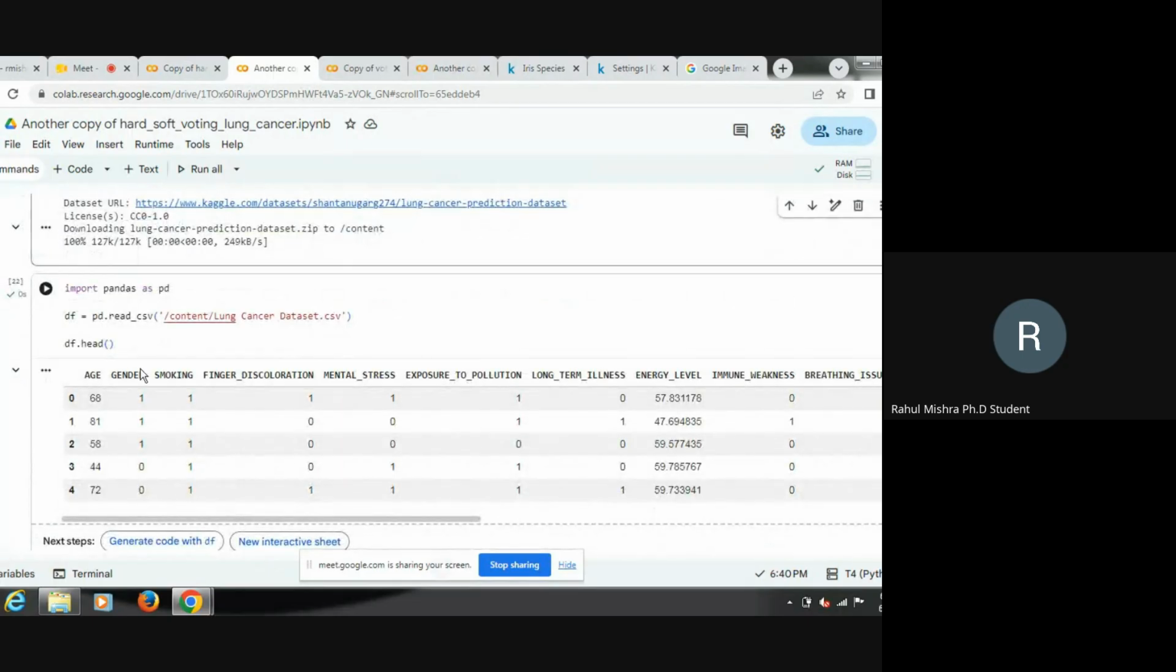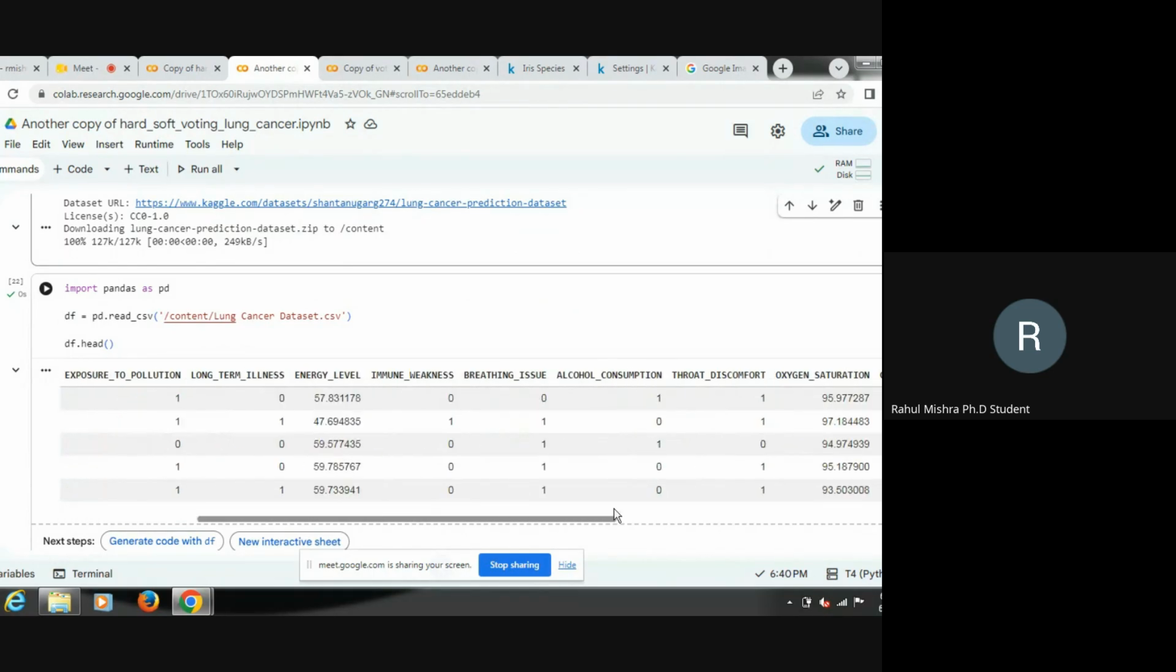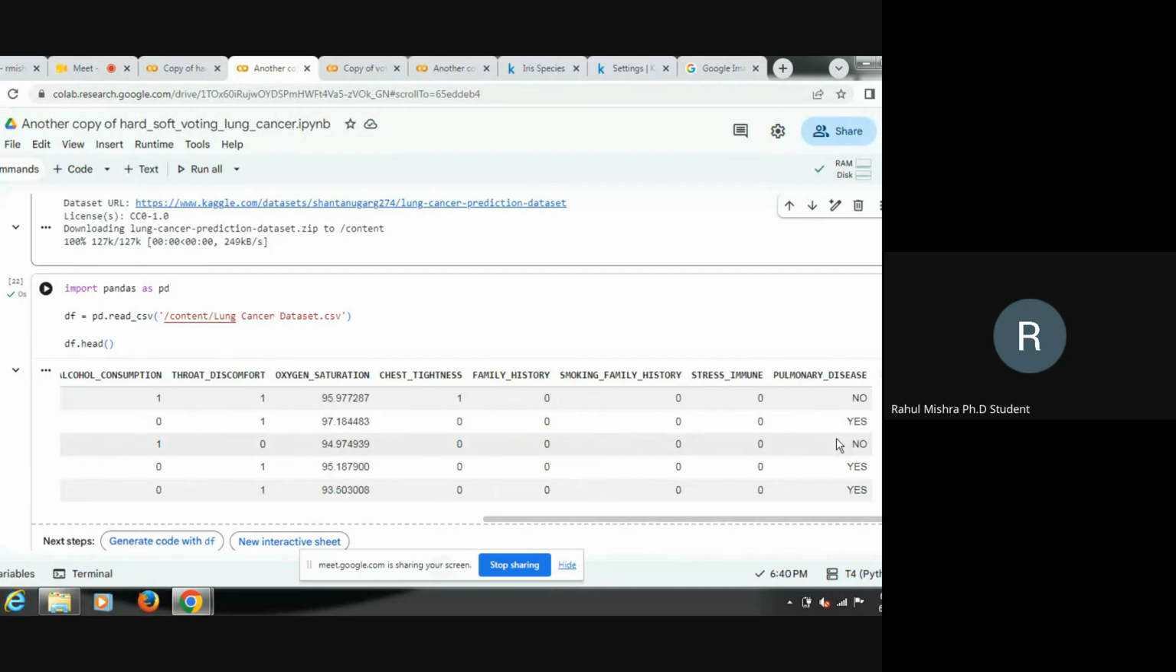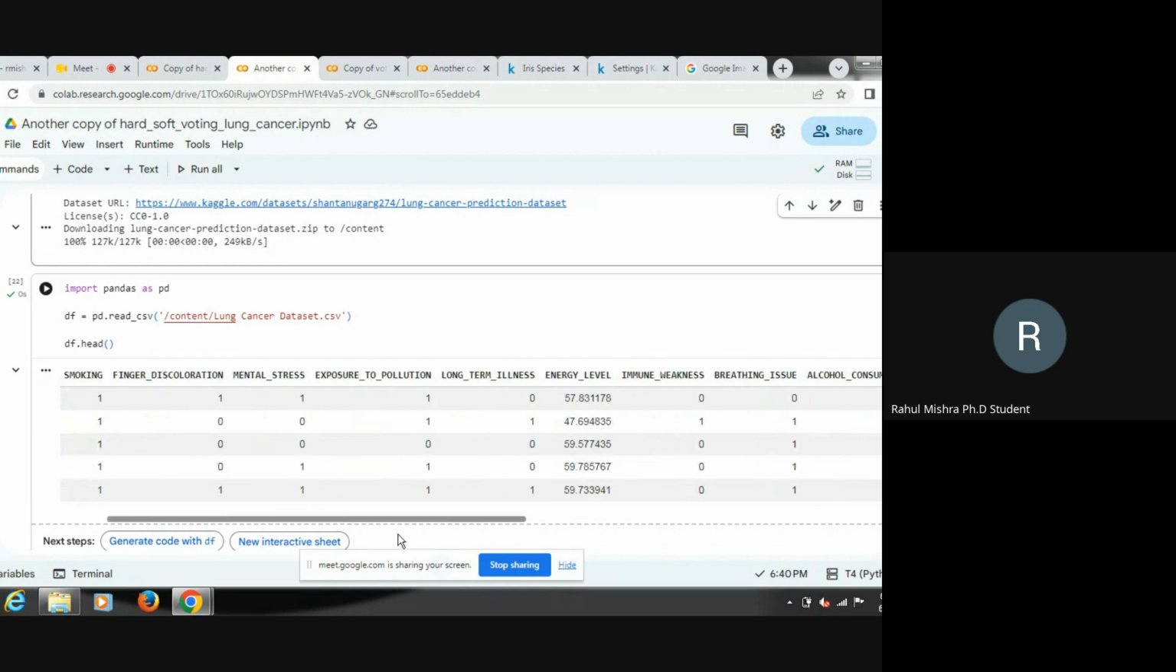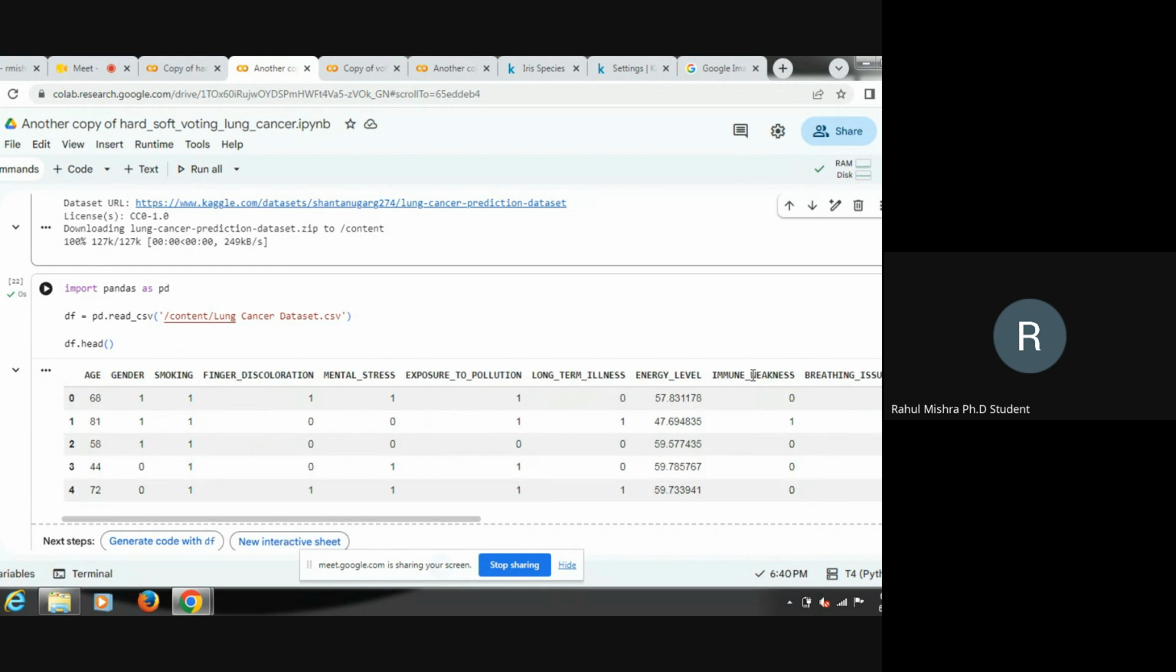This is the first line, import pandas as pd. We are looking at this CSV file, which has age, gender, smoking, mental stress, and exposure to pollution. And at the end, we see whether a person has a disease or not. It might be lung cancer, or any lung abnormality. With the help of various algorithms, we will see how individually they work. And by using ensemble learning and the voting method, which was already explored in the lecture session, we'll see how the results are affected.